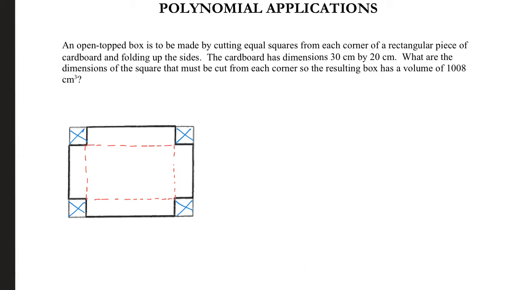So the question asks us, what are the dimensions of the square that must be cut from each corner? So we need to describe the length and the width, since it's a square, that's the same thing, for each one of those blue squares that are going to be cut and removed. Okay, how can we start off the problem? Well, we're going to go through a series of pauses in this video. So now that maybe you understand the concept, if you struggled in this application, maybe now pause the video, give it a shot.